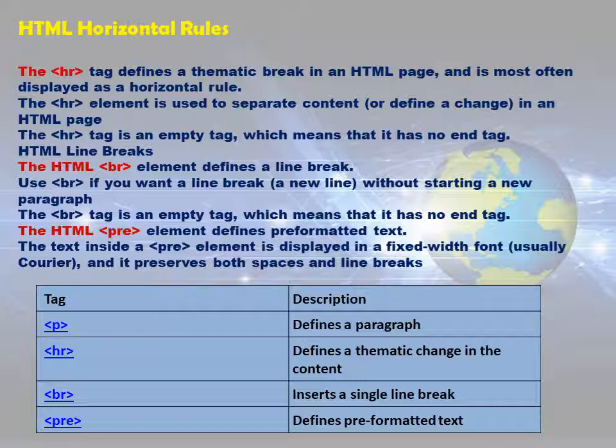So the horizontal rule, that is the HR tag, is used to draw that particular line, and the BR tag is used to break the line and start a new line. Both are empty tags, which means they come without a closing tag.